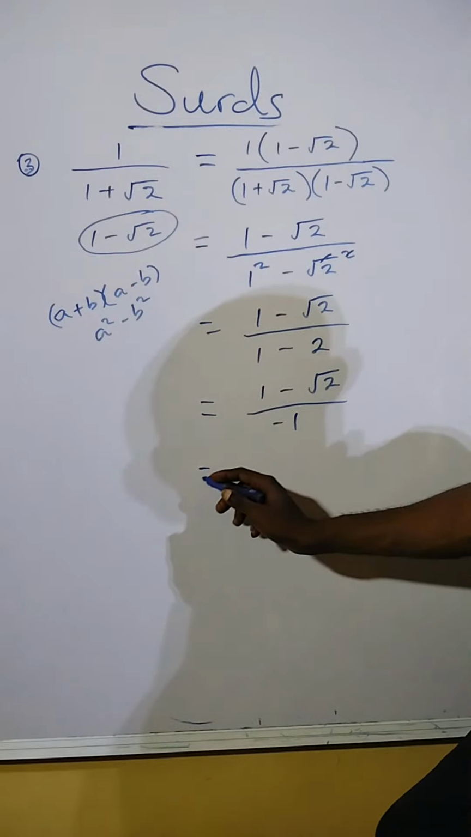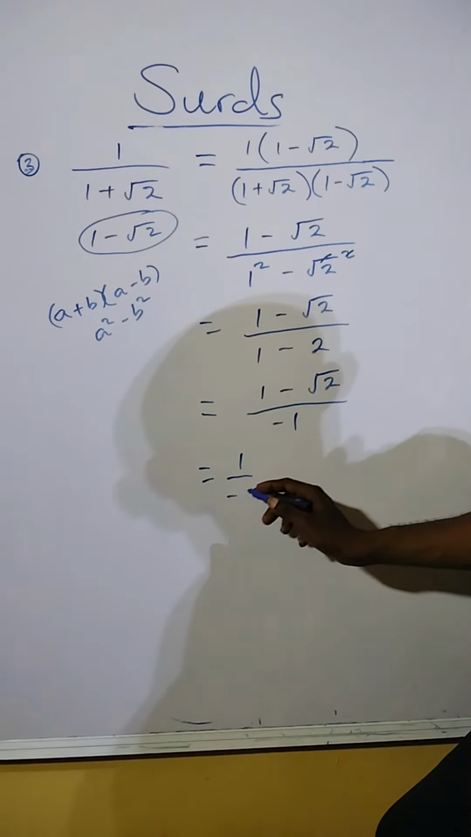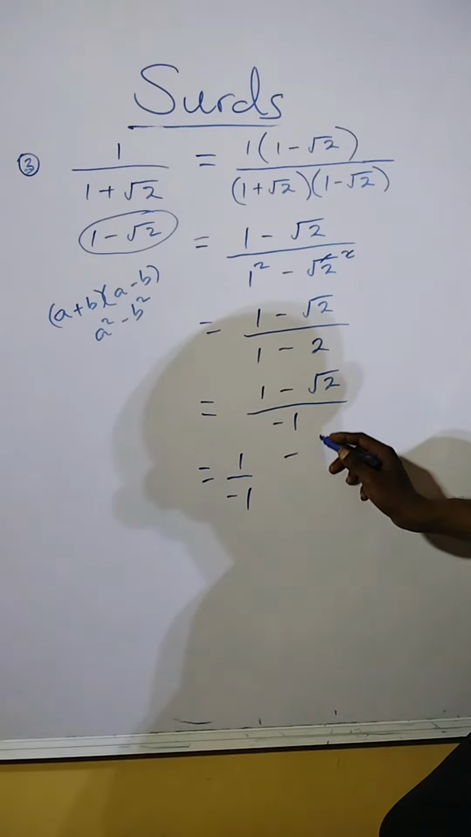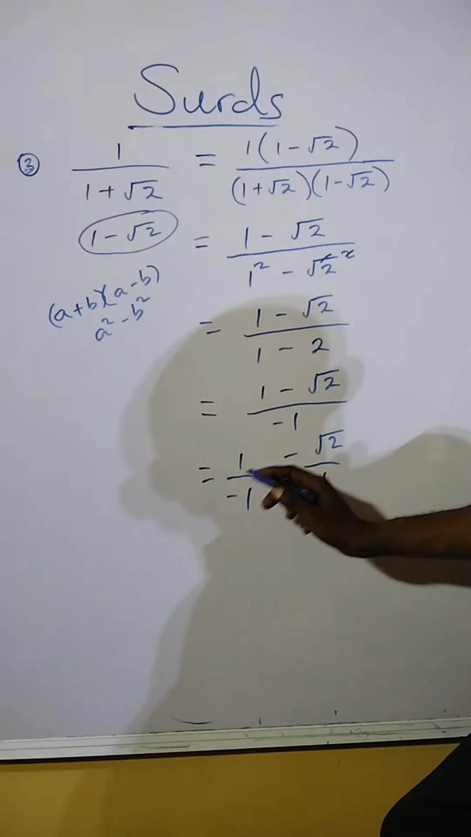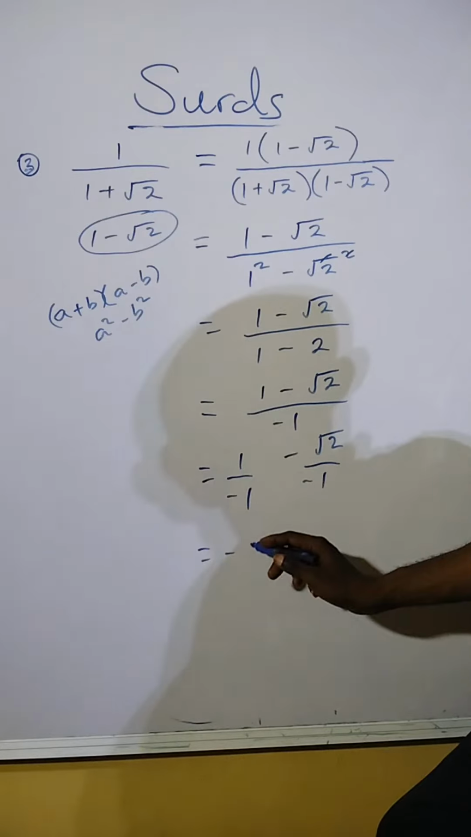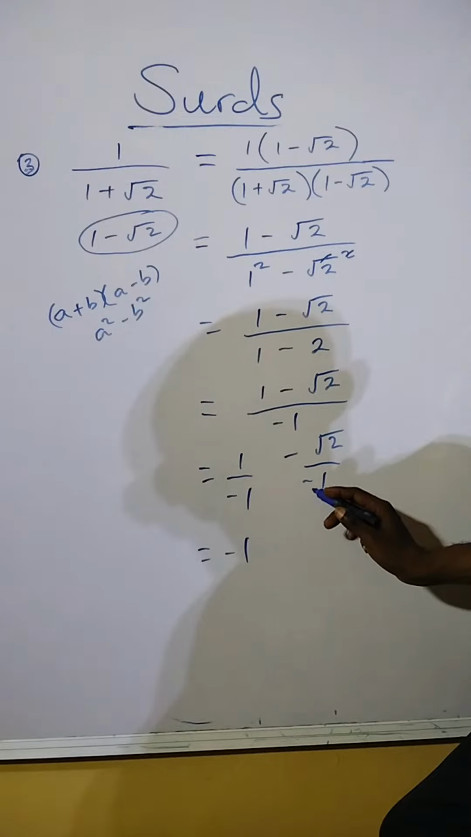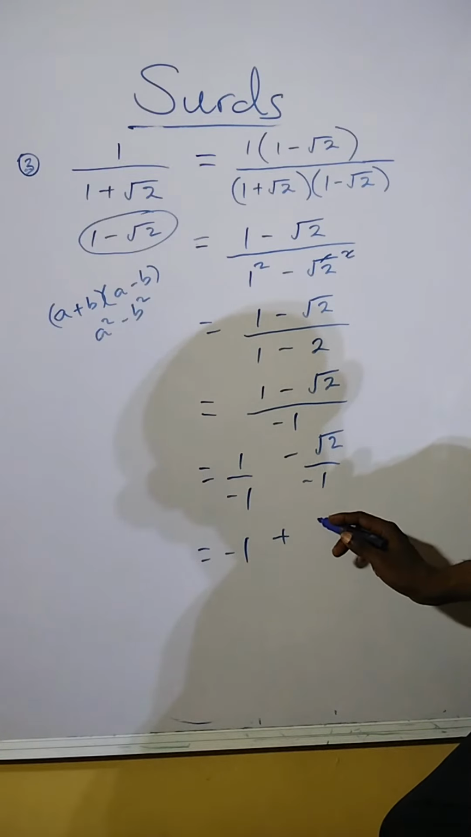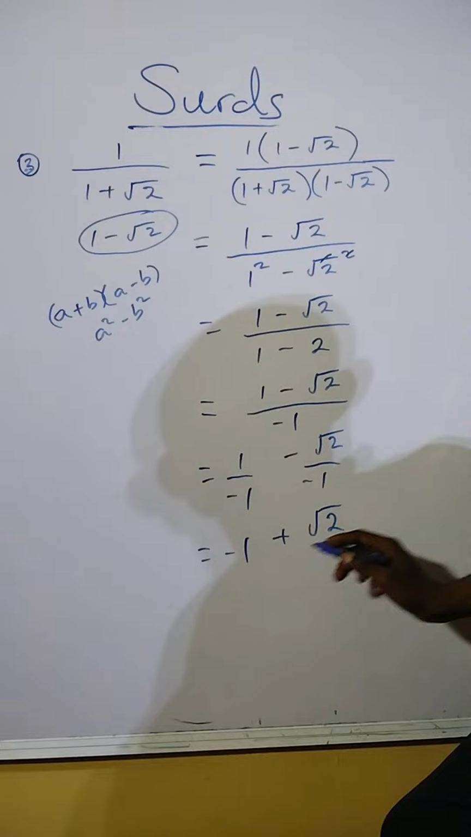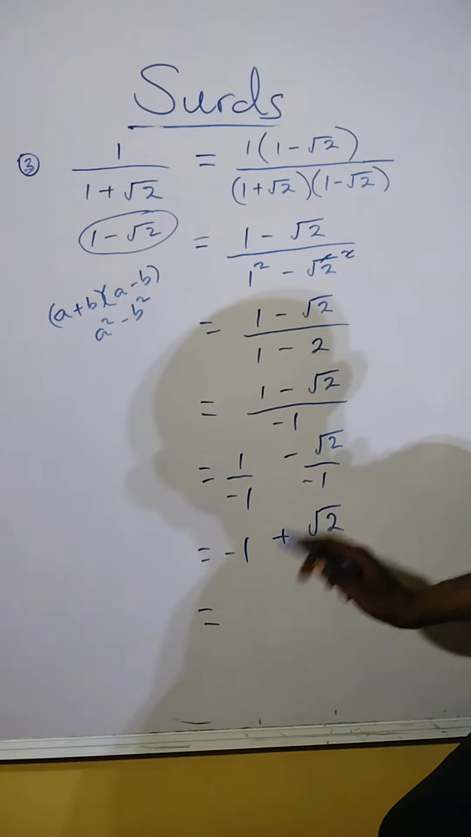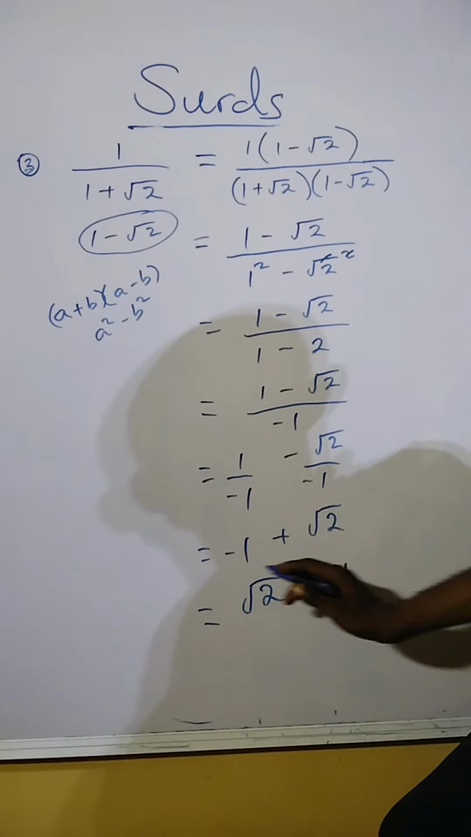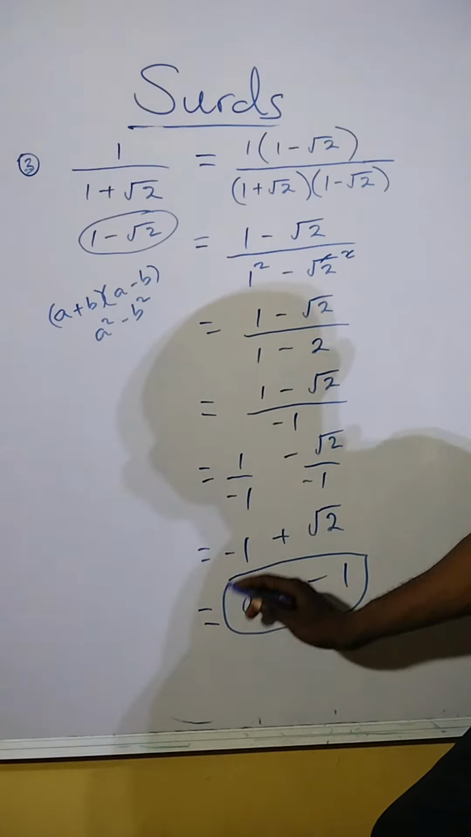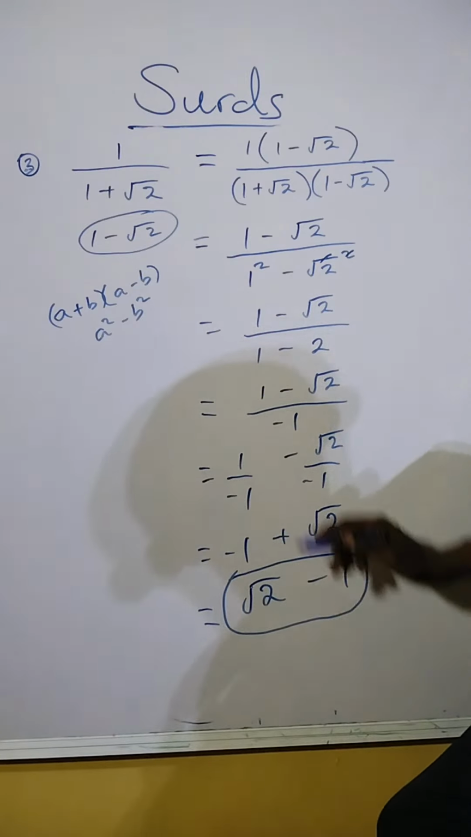Then when we write this, we have 1 over minus 1, then minus root 2 over minus 1. Here, 1 over minus 1 can be written as minus 1. The minus over minus becomes plus. Then root 2 over 1, that's still root 2. That is here. And write root 2 first, and we have root 2 minus 1. Here, we have the simplified form of this given problem. Okay?